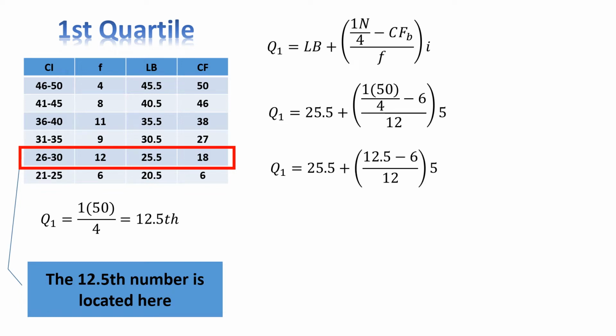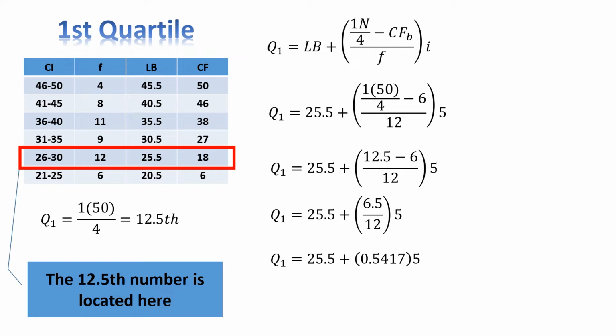Okay, so ang quartile 1 natin is equal to 25.5 plus 12.5 minus 6 divided by 12, times 5. So, solve muna natin yung nasa loob ng parentheses. 12.5 minus 6, that will give us 6.5. 6.5 i-divide sa 12, 0.5417. Times 5 natin is 2.7085. Saka nyo i-add sa 25.5. So, the result for quartile 1 is equal to 28.21.